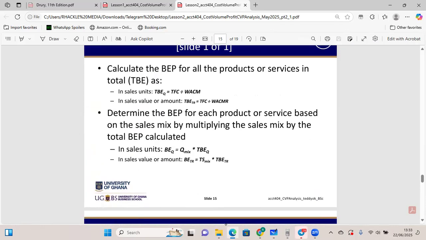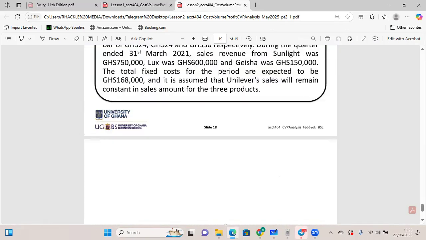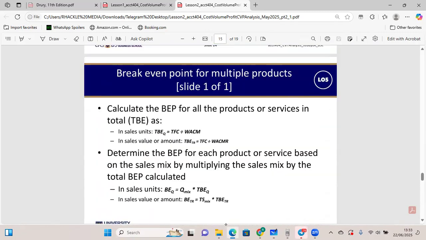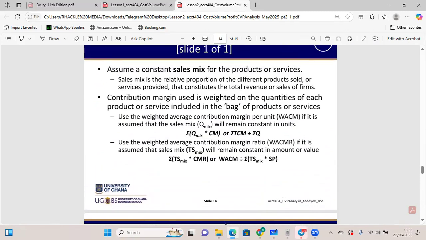But remember, it says something somewhere here, that we should use the weighted average contribution margin per unit, which is WACM, if it is assumed that the sales mix will remain constant in units. When it is in units, you use WACM, weighted average contribution margin. We will do that very soon. And then when it is in volume or in sales, then we use the weighted average contribution margin ratio.